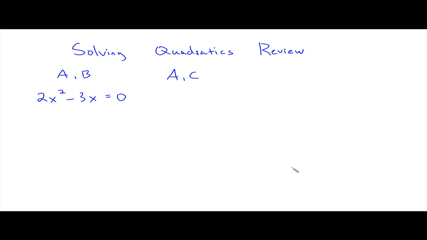Alright, so let's review how to solve quadratics. Remember, the first type of problem that you might get is a quadratic where you only have the values a and b. Remember, a is the number in front of the x squared, and b is the number in front of x. So if you only have a and b, what you want to do is make the problem equal 0, take out the GCF because there will always be one.